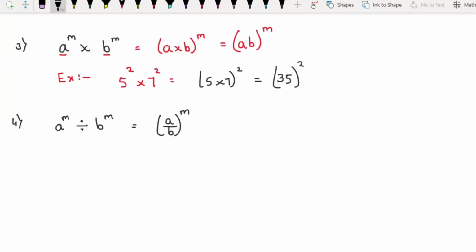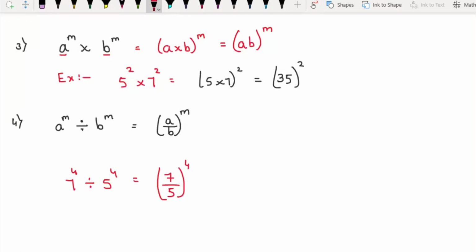Okay, that was the law of exponent. Now let us take one example. 7 to the power of 4 divided by 5 to the power of 4. So how can we write the value of this? 7 by 5 whole to the power of 4. Both combined, and we can write it as whole to the power of 4.